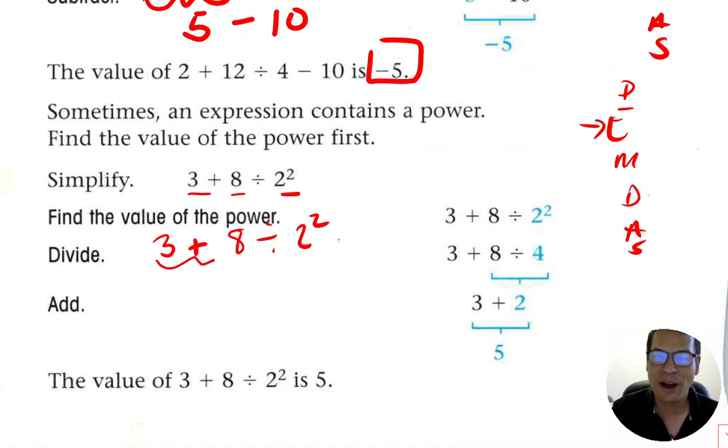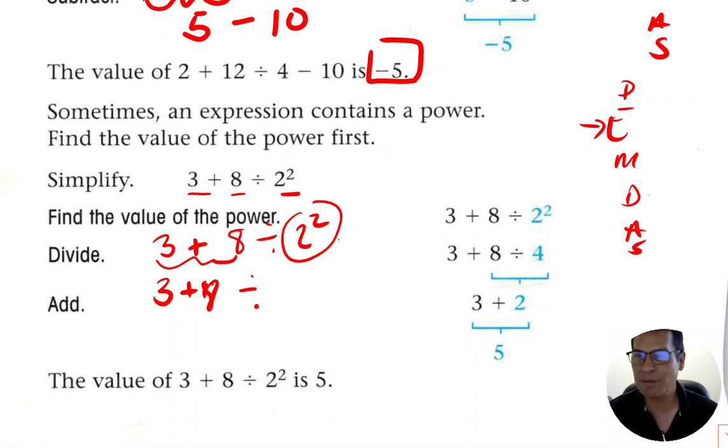So first off, I'm going to bring these down. 3 plus 8. And then it's going to say divided by, now my exponent, because it's before multiplication, division, addition, subtraction in PEMDAS. So divided by 2 squared is 4, right? Because it's 2 times 2, 2 to the second power.